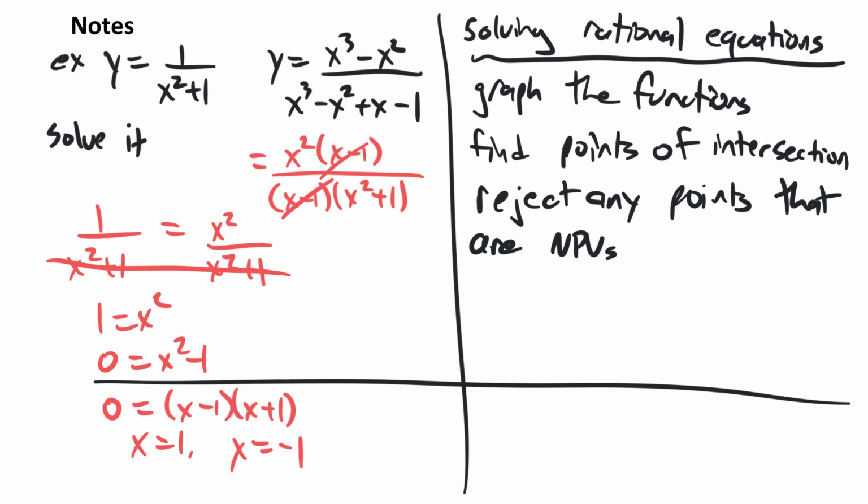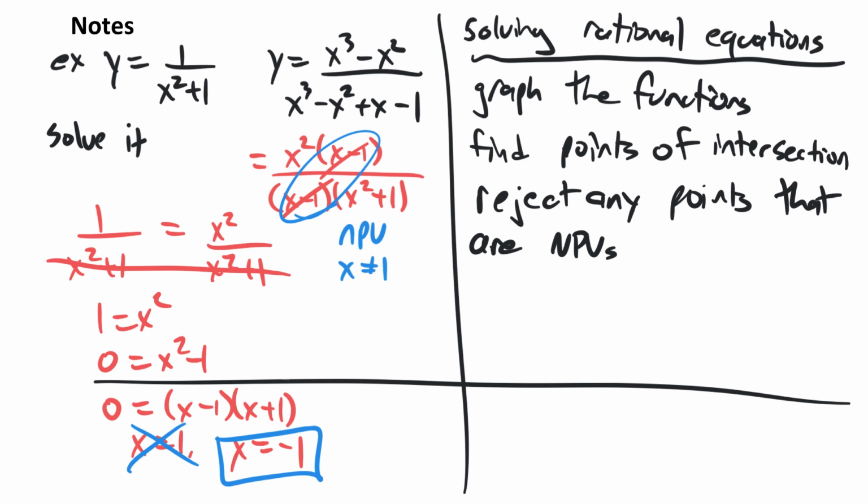Now, we do have to keep in mind that because we had this up here, we have an NPV. We would state that x is not allowed to be 1. And so over here, this has to be rejected. But this one can be accepted.